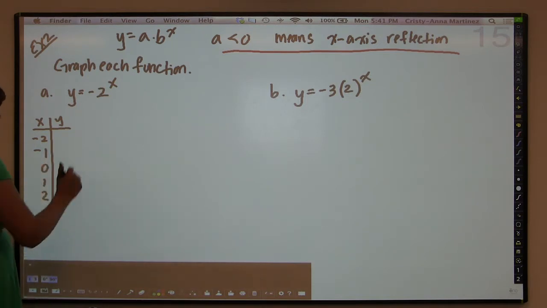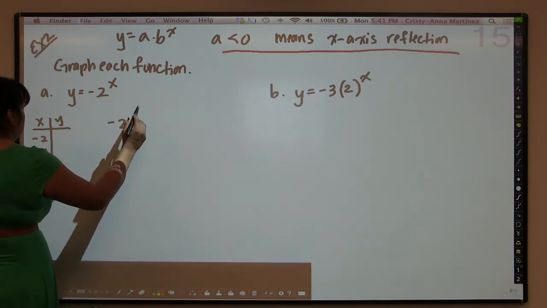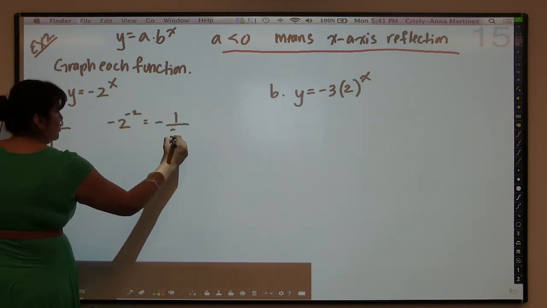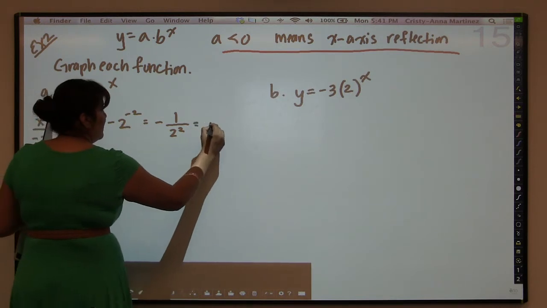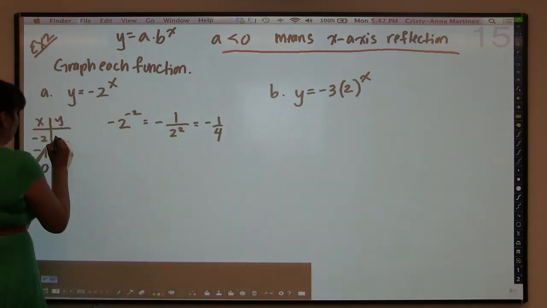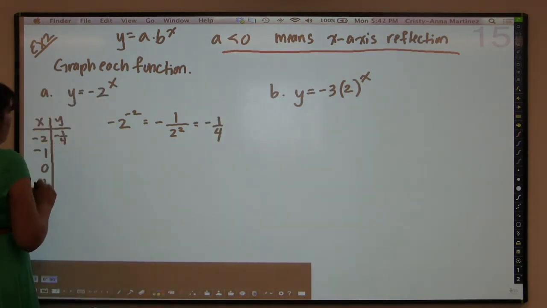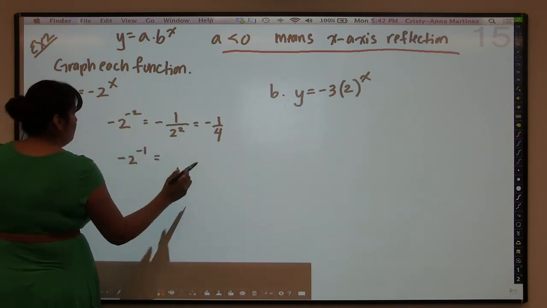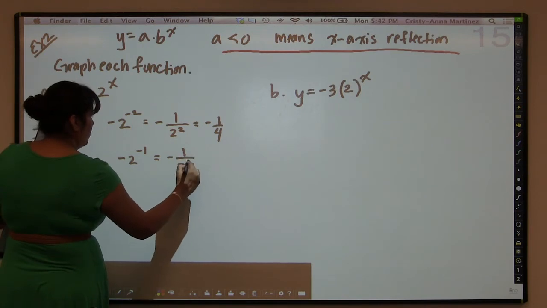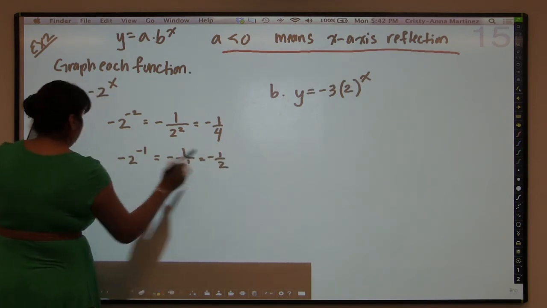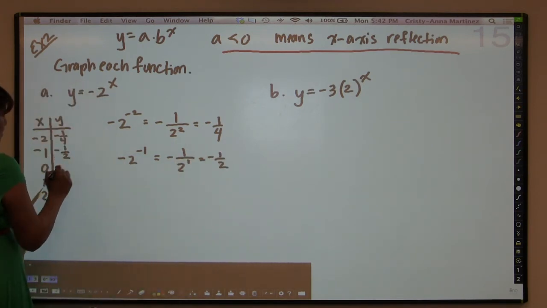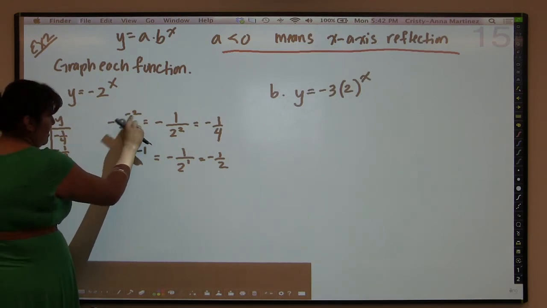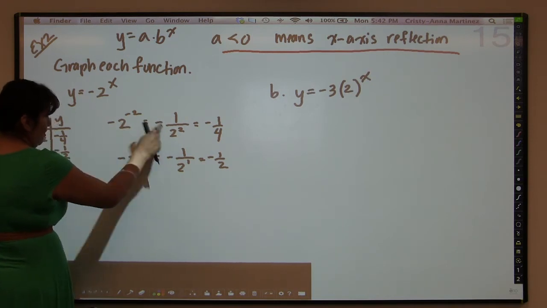And I'm going to put here -2 to the -2 power, which is -1/2 squared, which is now going to give me -1/4. So I'm going to put a -1/4 in there. Then we have -2 to the -1 power, and that's going to be -1/2 to the 1 power, so -1/2. So I'll put -1/2 here. Now keep in mind that this negative in front doesn't really affect the negative exponent. That's just the negative from here, okay?